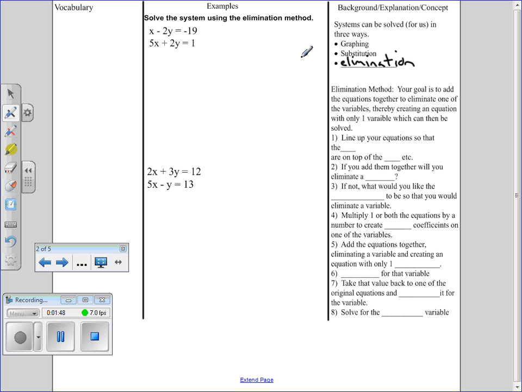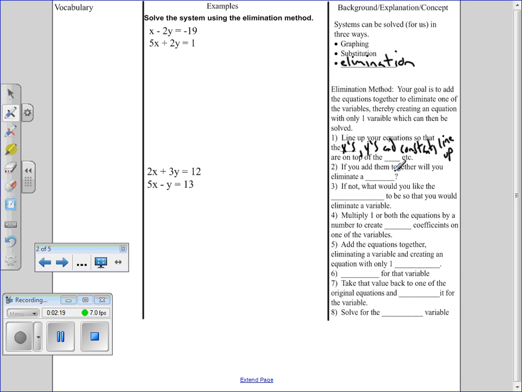So, got some steps here for you, and keep coming back to these when you try and do these on your own. Line up your equations so that the x's, y's, and constants line up. Try and squeeze that in there. All right, so that your x's are on top of your x's, your y's are on top of your y's, and your constants are on top of your constants. All right.